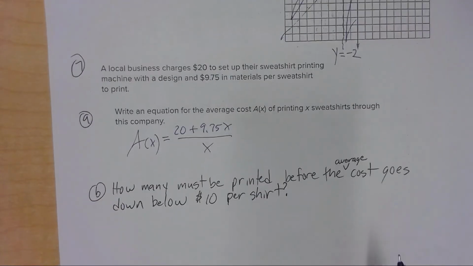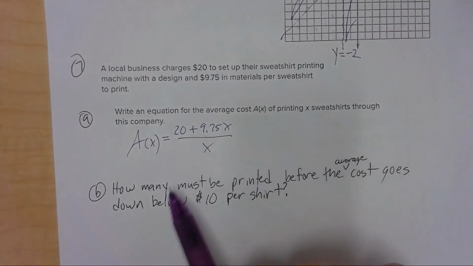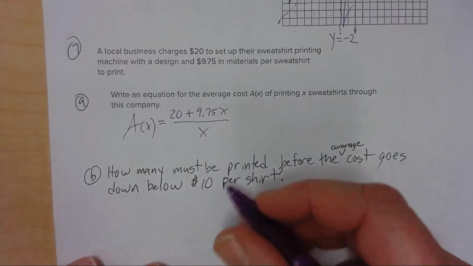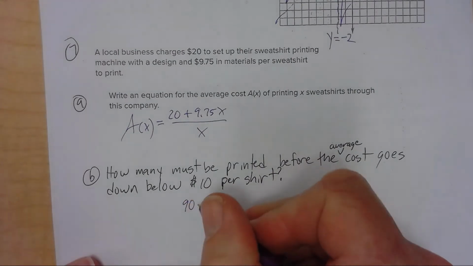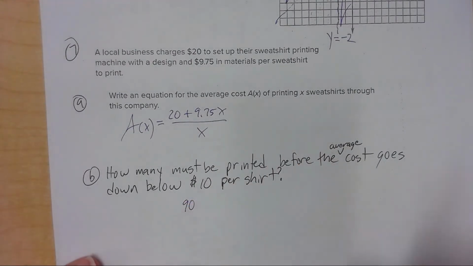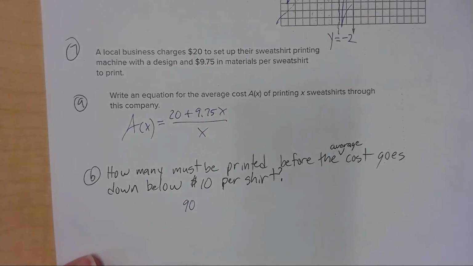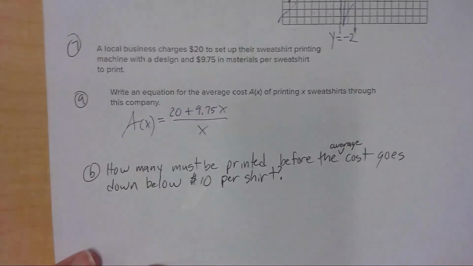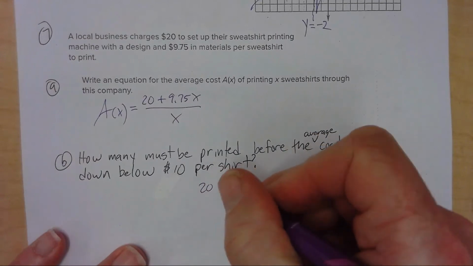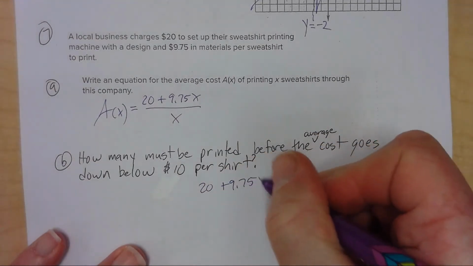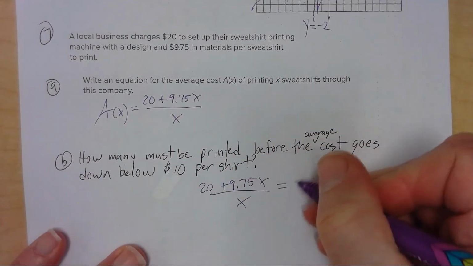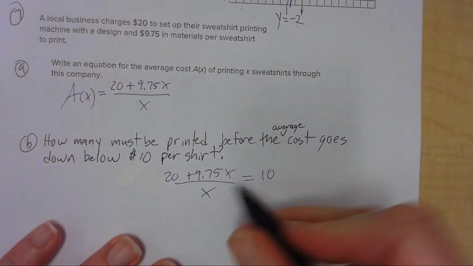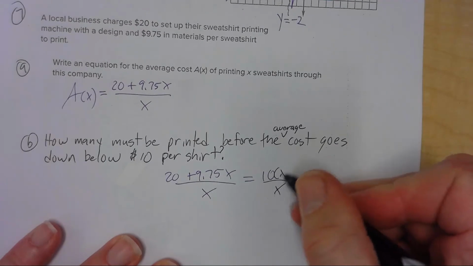So write the equation. Yes, now, how many do we have to have? So what's x got to be in order for it to be 10? So I do 9, not 9, oh, I messed up. Get out the whiteout here. 20 plus 9.75x over x has to equal 10. All right, so then I go, this one has an x, so this one needs an x. Put it on the bottom and the top.